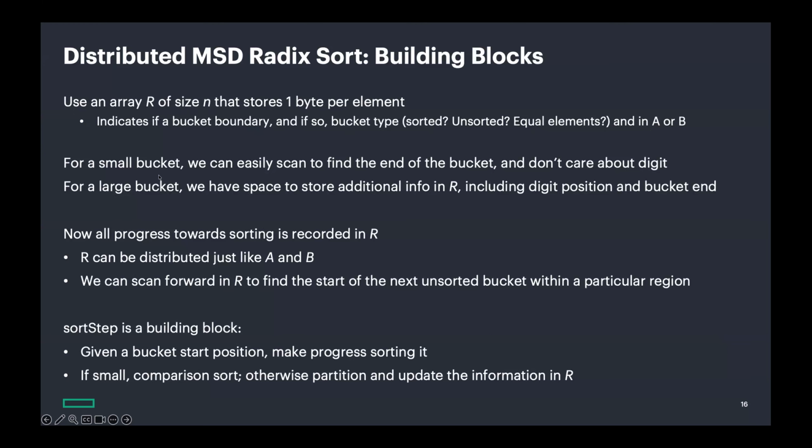If we have a small bucket, we're going to sort it just with comparison sort anyway, and we can scan to find the end of the bucket, so that's fine. If we have a large bucket, we have space, because I didn't use all of the bits in those bytes, to store additional information. This allows us to record all of the information about the state of our progress towards sorting in this array R. And then we have a thing called sort step that makes progress on a region, on a bucket, and then records the state in R.